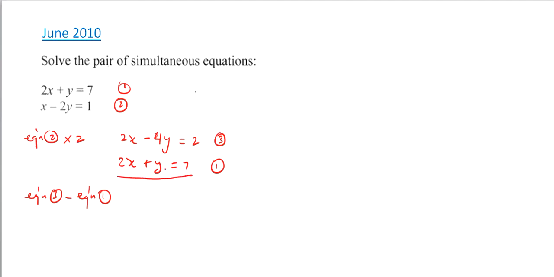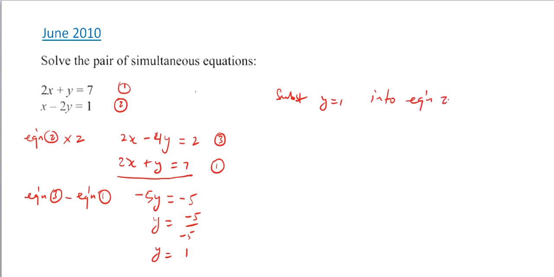Right? So 2x minus 2x will give me 0. And minus 4y minus y gives me minus 5y. And 2 minus 7 gives me minus 5. So therefore y is equal to minus 5 over minus 5. So y is equal to 1. Right? And so we're going to substitute y equal to 1 into equation, let's say 2.